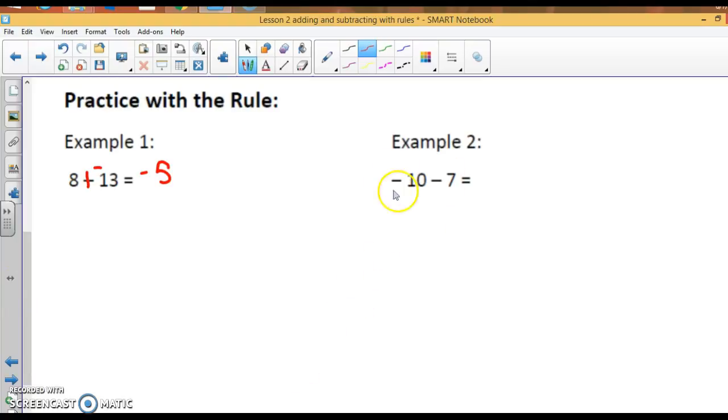All right, let's look at this one. Negative 10 minus 7. Change it to add the opposite. The opposite of positive 7 is negative 7. Look, I made 2 marks. Add the opposite. Now, it's an addition problem. Negative 10 plus negative 7 is negative 17. Add and keep the sign.